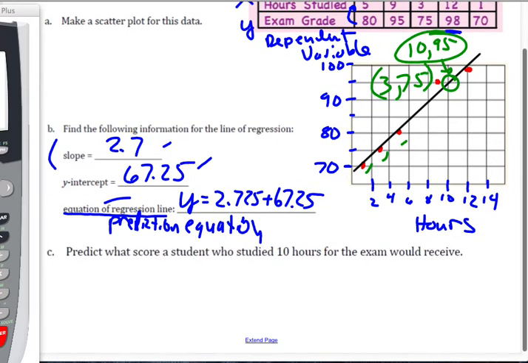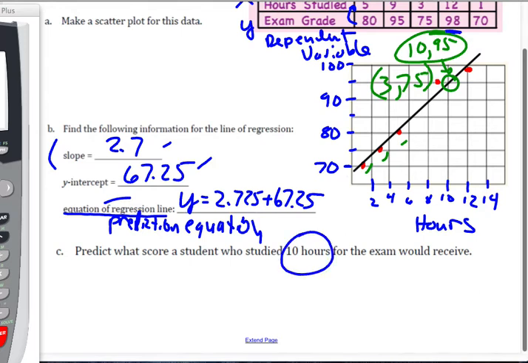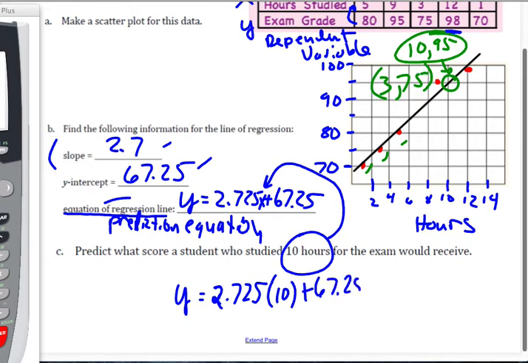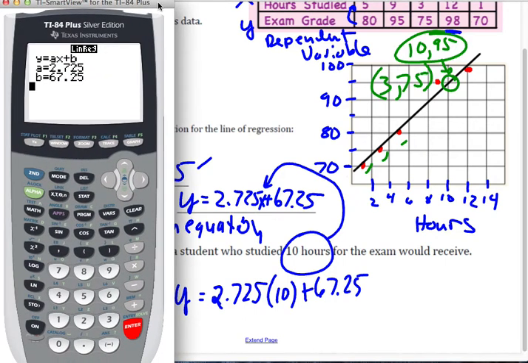Now it says predict what score a student who studied 10 hours for an exam would receive. Well, this 10 hours is our independent variable x. So I'm going to plug it in for x right here in our linear equation. So y equals 2.725x, but now x is 10, plus 67.25. Well, I need my calculator here. Plug all that stuff in.